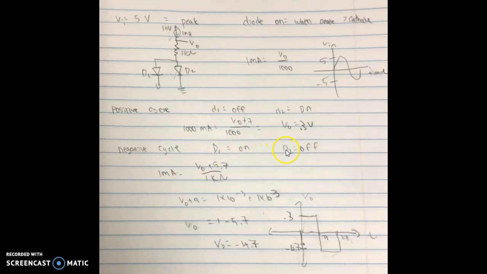So D1 is on, D2 is off, and from that we use the equation from the first cycle once again, and we see that the value is negative 4.7, and the graph is shown right next to it.